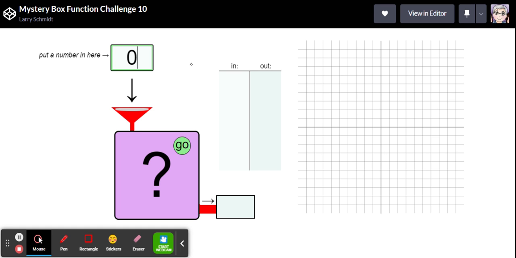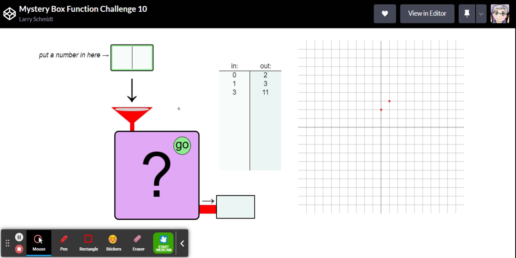So I'm going to put in a 0 first. So 0 gives us 2, so maybe we're adding 2, or maybe we're multiplying by something and adding 2. Let's try a 1. It does look like we're adding 2, so 0 plus 2 is 2, 1 plus 2 is 3. Let's try a 3. This should be a 5 then, if that's correct.